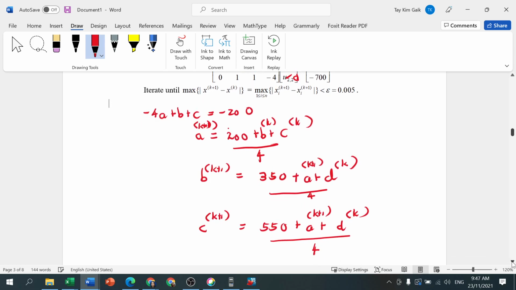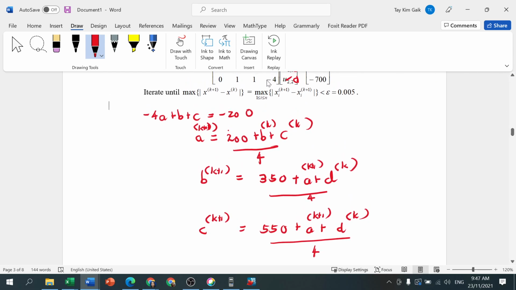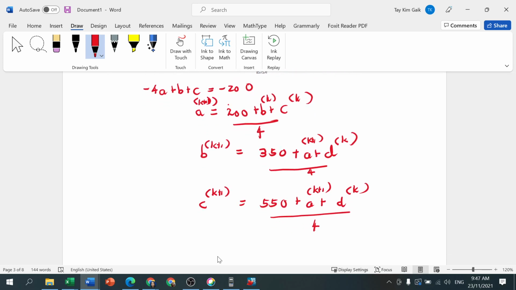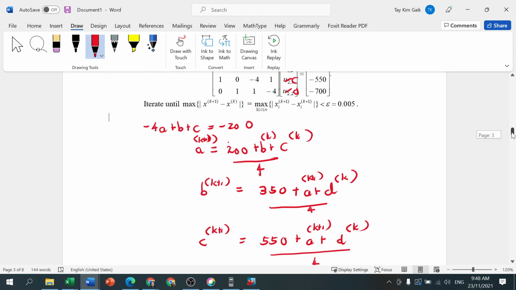Lastly, solve for the last equation. Solve for D. D at step K plus 1 will be 700 plus B plus C. B, you have the latest one, so it's step K plus 1. C is also the latest one, because B at K plus 1 and C at K plus 1 are obtained already. So divide by 4. Then you can put up this formula easily in Excel.